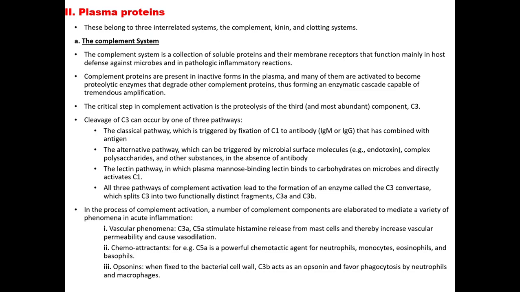All three pathways of complement activation lead to formation, بالنهاية, of an enzyme نسميه C3 convertase, اللي هو split C3 into two functionally distinct fragments, C3a and C3b. In the process of complement activation, a number of complement components are elaborated to mediate a variety of phenomena in acute inflammation. We have the vascular phenomena اللي هي involved in it: C3a, C5a.